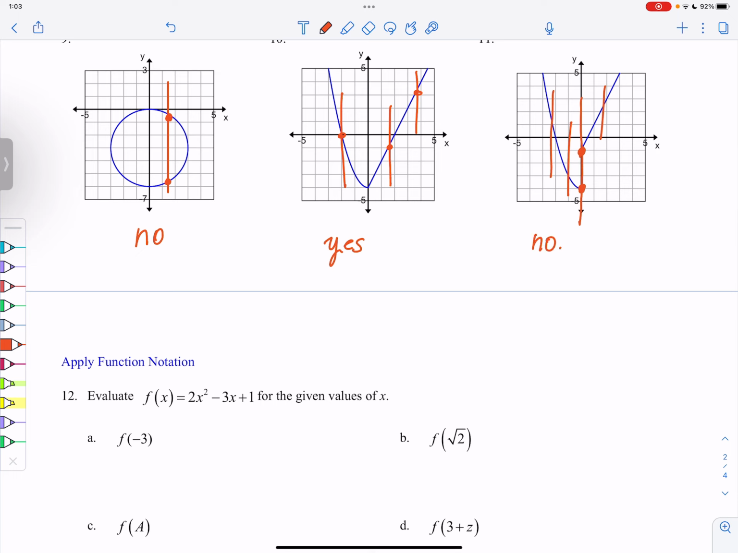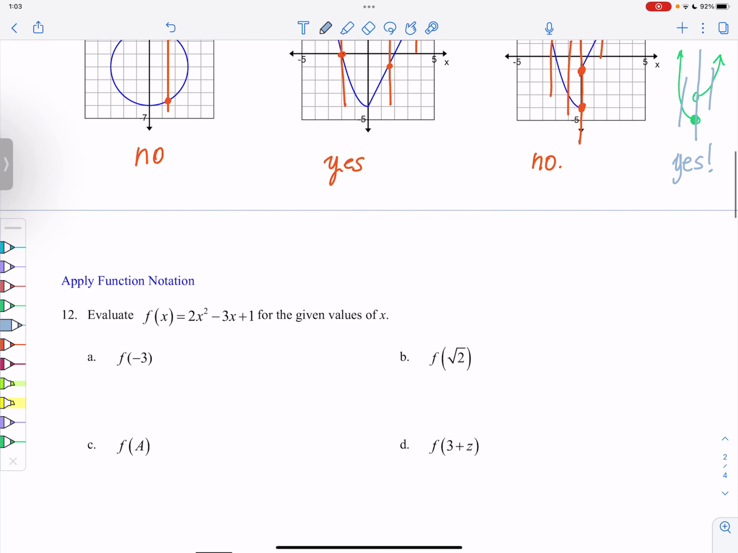But let me give you a counter example. What if the graph came down and it was closed here and then open here? So what would you notice? If we drew a vertical line through there, and I didn't do a very good job there. If we drew a vertical line here, we would only hit the graph once, once, and once. So this would be a yes, okay?